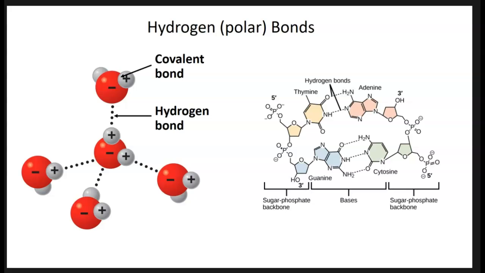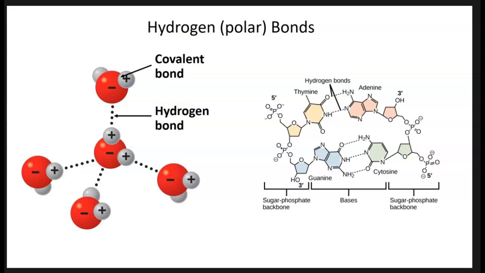A third type of chemical bond are hydrogen bonds. Hydrogen bonds are polar chemical interactions that occur between a hydrogen atom that likes to be positively charged and an electronegative atom such as oxygen. Hydrogen bonds form interactions between different molecules of water, as shown in this diagram on the left, and give water many of its important chemical properties.